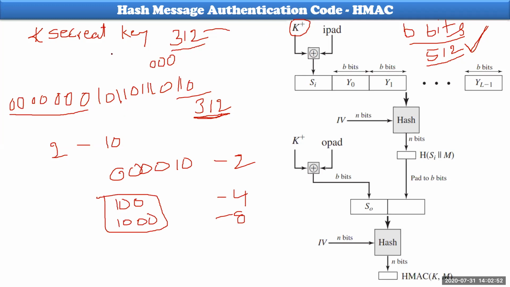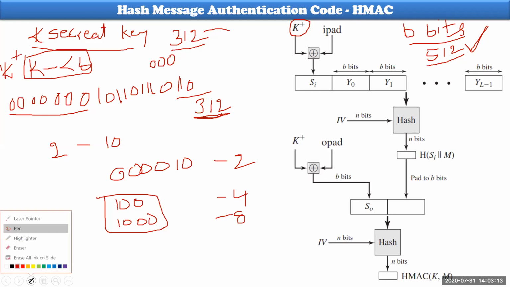So if you take a secret key K, and the number of bits in K is less than B bits, then you have to append zeros. After appending, whatever the output you get, that key will be called K plus. I hope that you understand what I spoke to you.